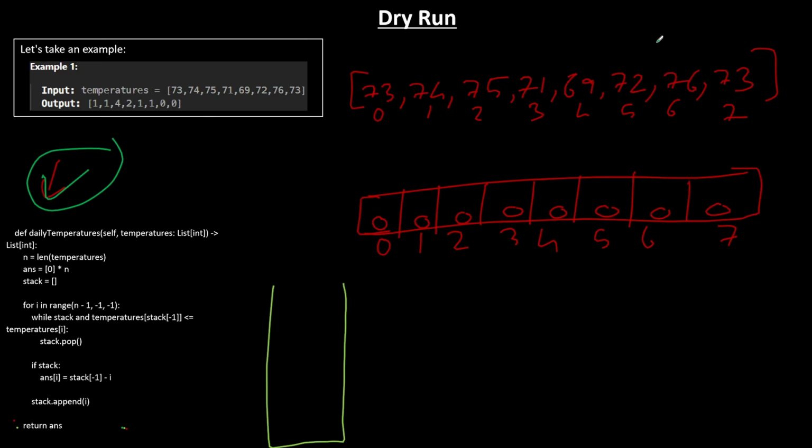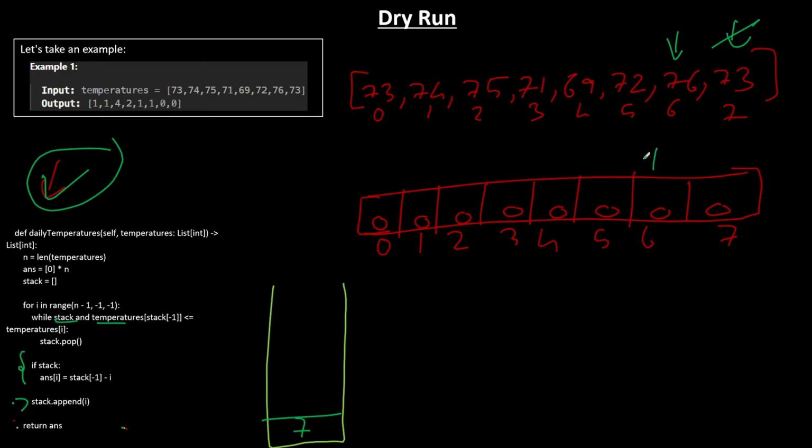Let's begin. We are starting from the last index, right? Let's check here. We're checking whether the stack is already empty. While stack, so it's already empty. So we'll skip this part. Again, the stack is empty, so we'll just put the seventh value here. That's it, and we will move back.